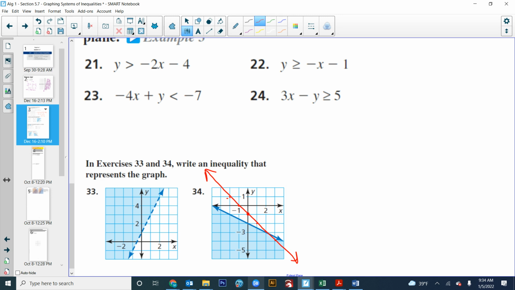Okay, is this above or below? Why? It's greater than. So that's what 22 would look like. Guys, you have to shade these, for the love of humanity. Especially tonight.